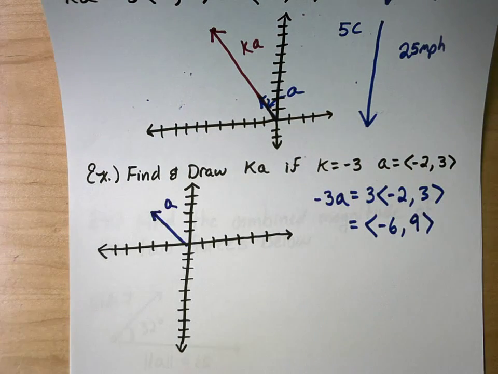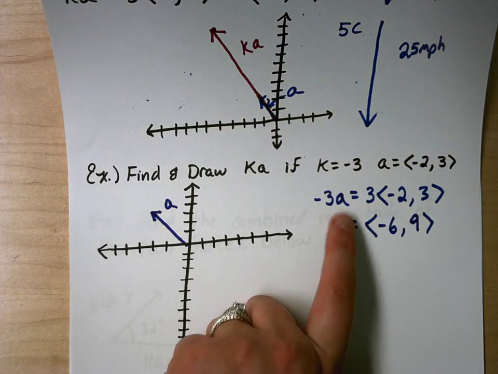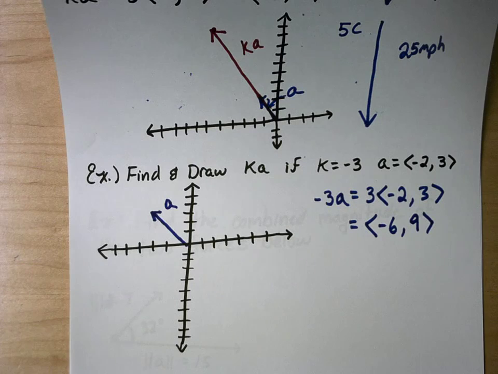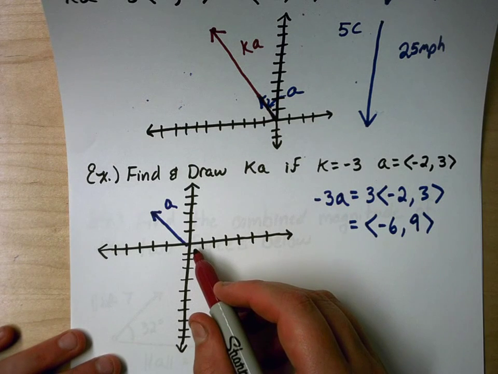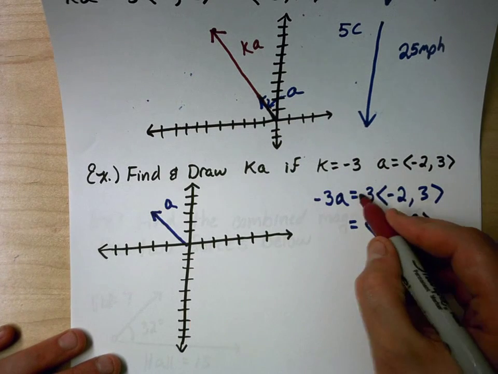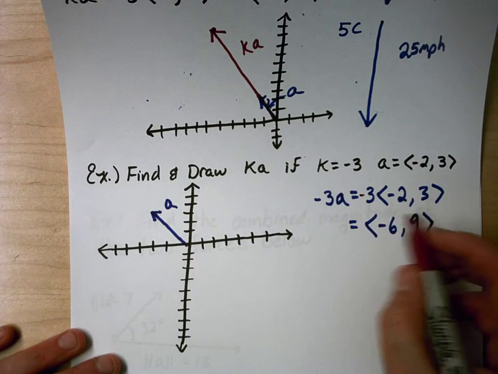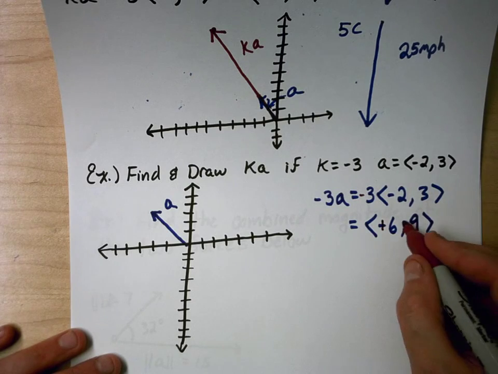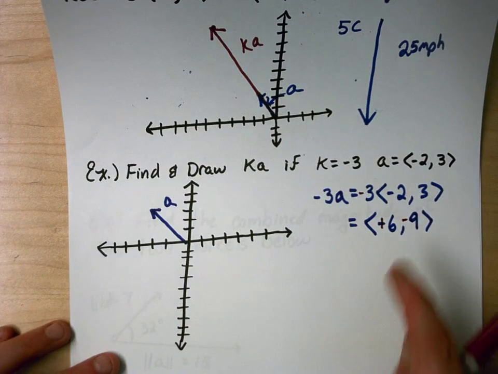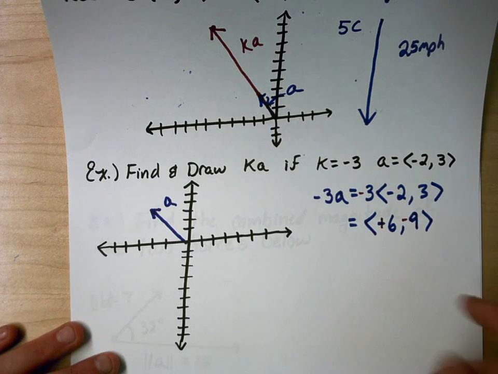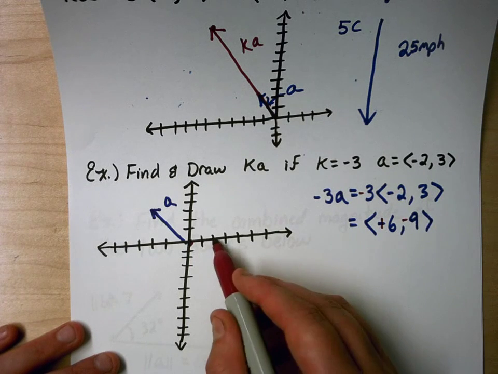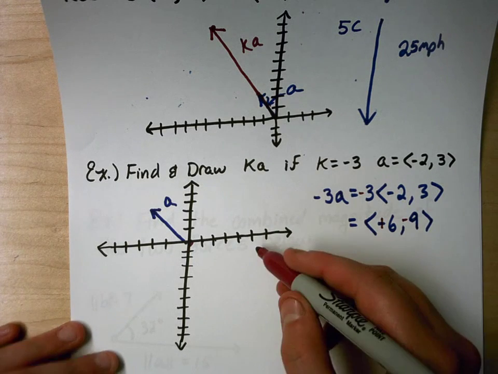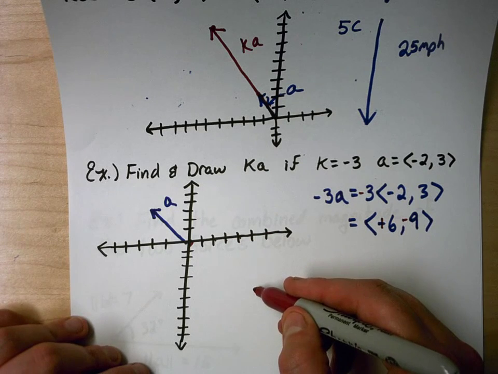And then -3a goes -3. Oh, whoops, I goofed. That's a -3, which means that that's a +6 and that's a -9. Sorry, guys. So the new one should be +6 and -9. We're going to go over in the positive direction 6. So 1, 2, 3, 4, 5, 6. Then we're going to go down 9, which would be about right here.